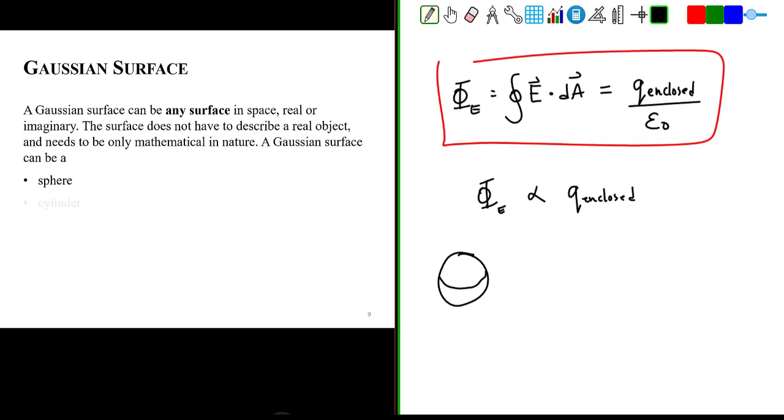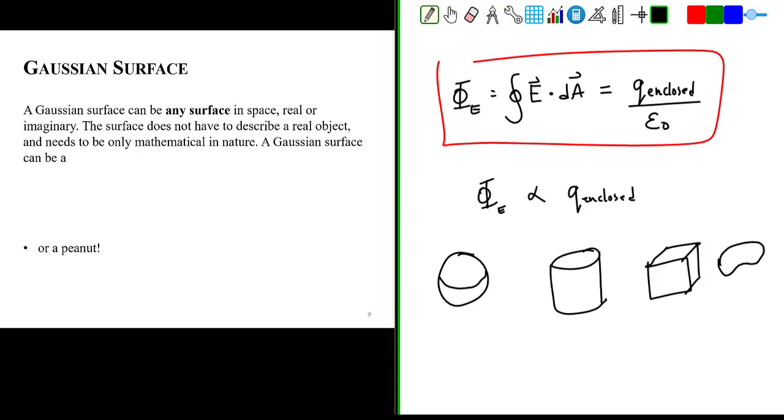A Gaussian surface can be a cylinder. Those can be described mathematically as well. A Gaussian surface can be a cube, which can be described mathematically. And if you like peanuts and can spend the time to define mathematically a peanut, then your Gaussian surface can be a peanut. These don't have to be, though, real surfaces in space. Any surface that you can describe mathematically can be used as a Gaussian surface.